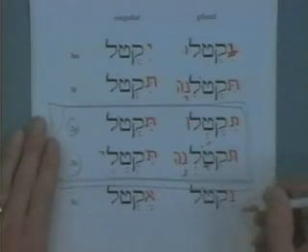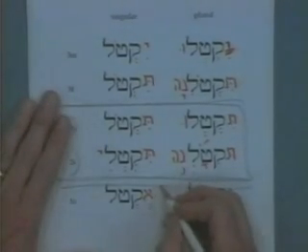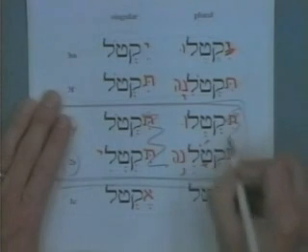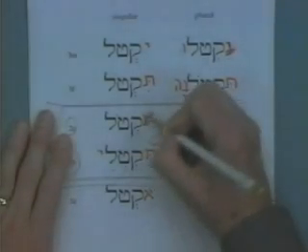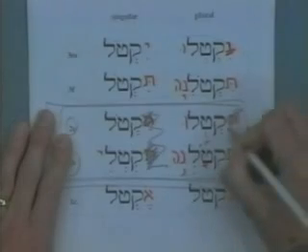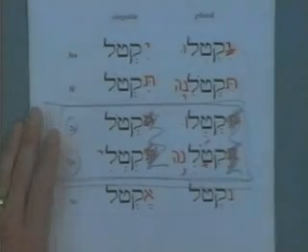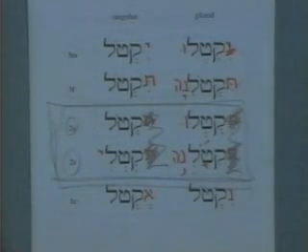Ready? You take the imperfect forms and you lop off the prefix. That's it. Now you know the imperative. We can go on to the next chapter. All right? It's that simple. You take the imperfect forms and you lop off the prefix. All right? That's it.